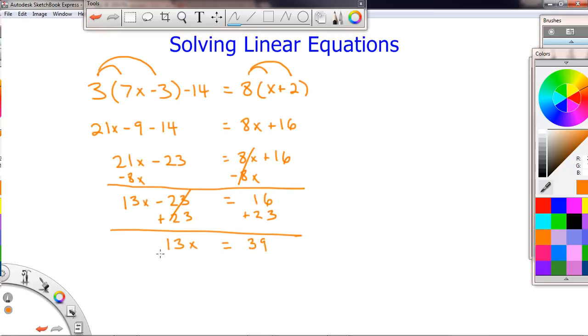Did I do this again? And divide by 13. And the 13s cancel. X is equal to 39 divided by 13, which is 3. We've got another x equals 3, which is funny.